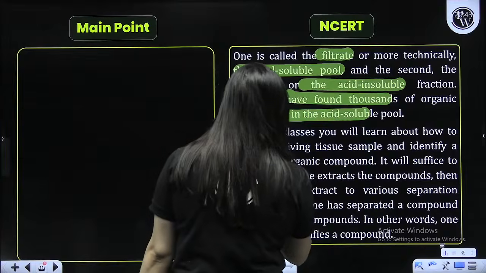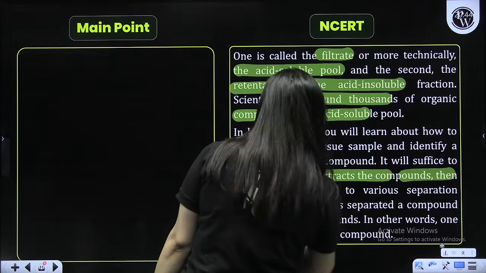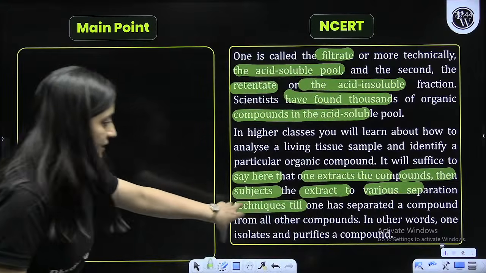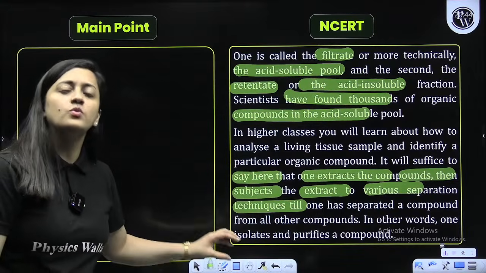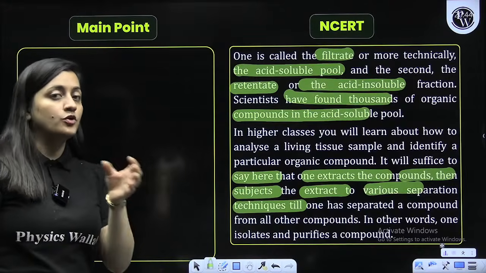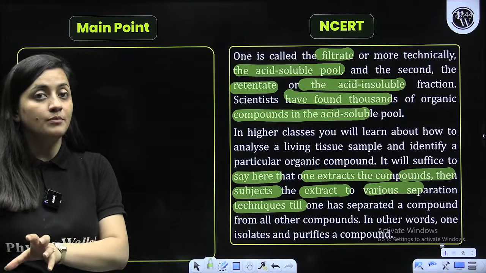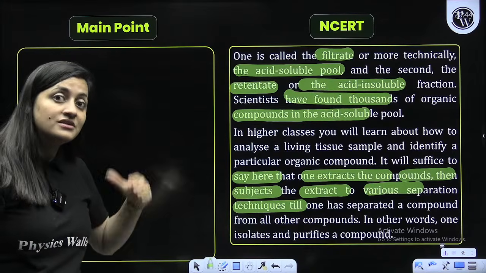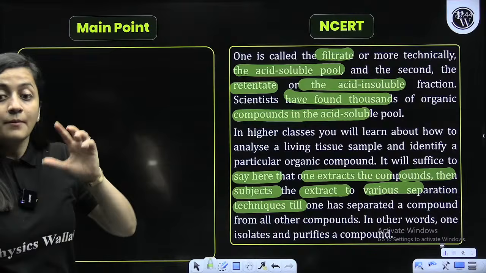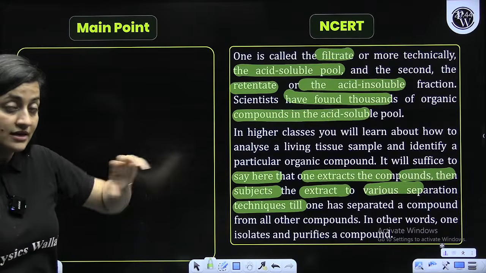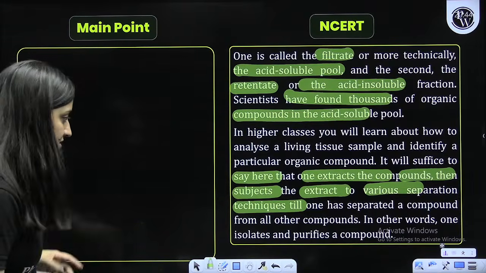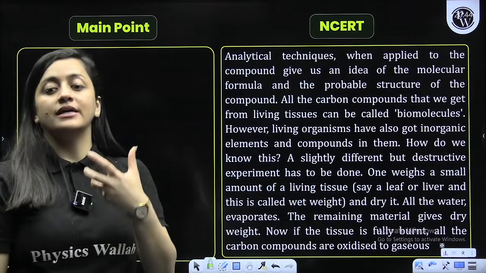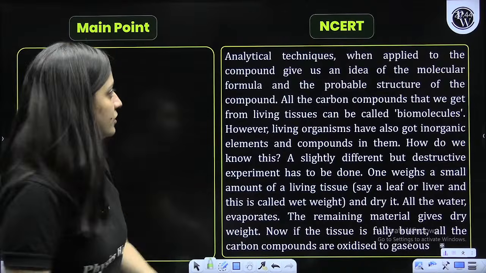It will suffice to say here that one extracts the compound, then subjects the extract to various separation techniques till one has separated a compound from all others. In simple words, they want to explain that you made two fractions with two different compositions, and you can further analyze and separate the various compounds from each other. But when will you study those procedures? In the higher classes. Is that clear? So we can even isolate and purify a particular compound. Okay, so let's decode the complete NCERT.